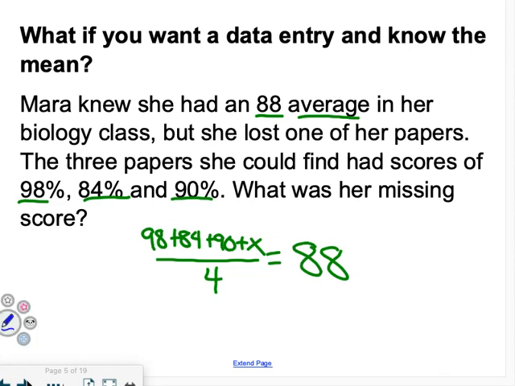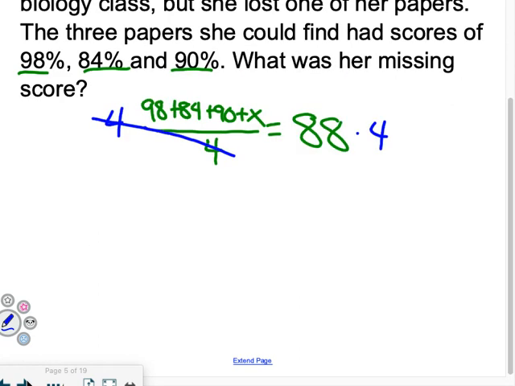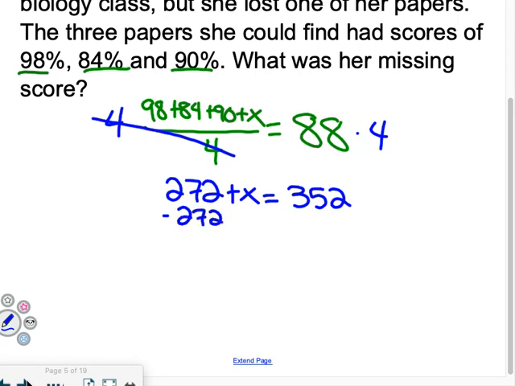To get X by itself, we first have to multiply both sides by 4. Once we do that, we add those numbers together. We get 272 plus X equals, and if we take 88 times 4, we get 352. Our final step would then be to subtract 272, and we get a final answer that she got an 80% on that 4th test. What was her missing score? She got an 80%.